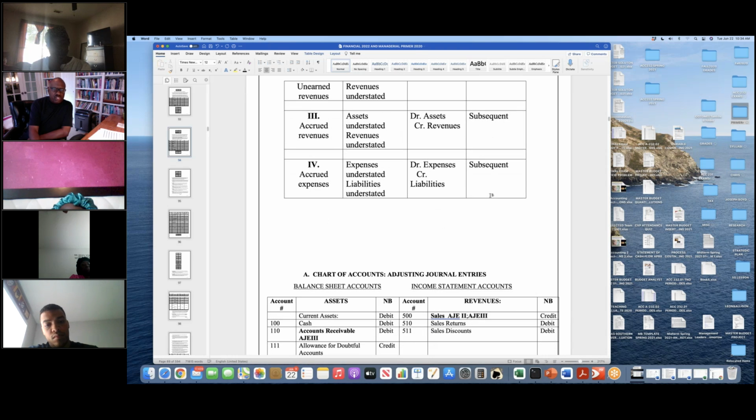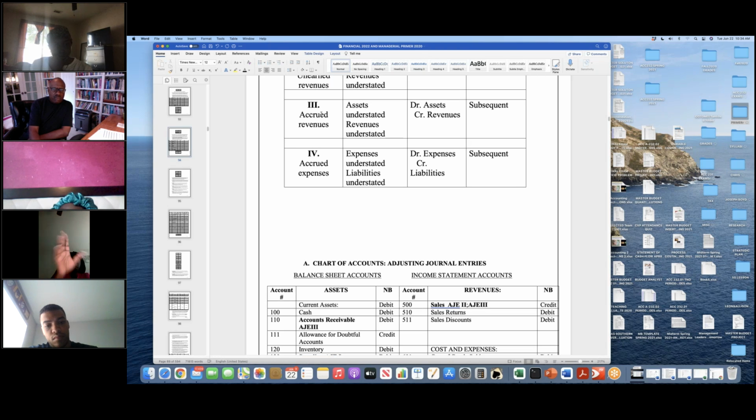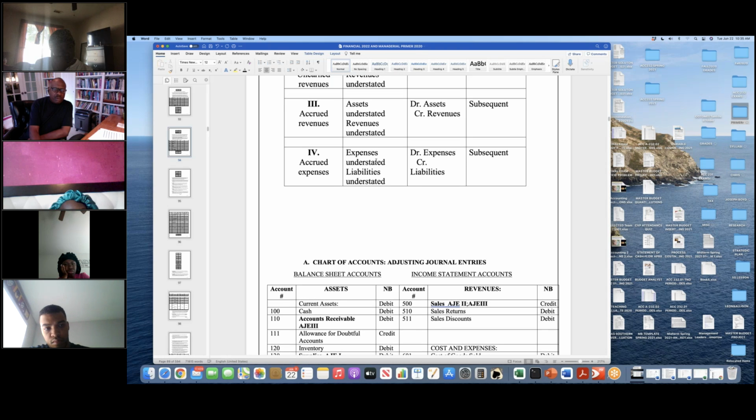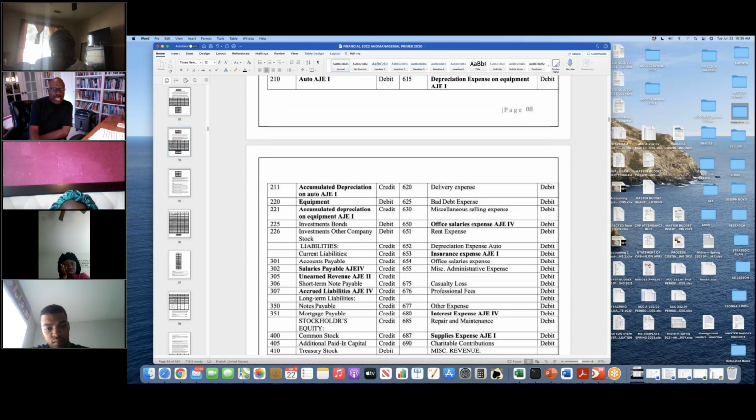And so if you look at this chart, you see that when we're dealing with type 3, the account is always going to be accounts receivable. We can use interest receivable, but accounts receivable is going to be the debit, and sales is going to be the credit in a type 3. In a type 4, we're going to debit whatever expense it is, and we're going to credit the liability. So we look at a type 4, our accounts are being listed.